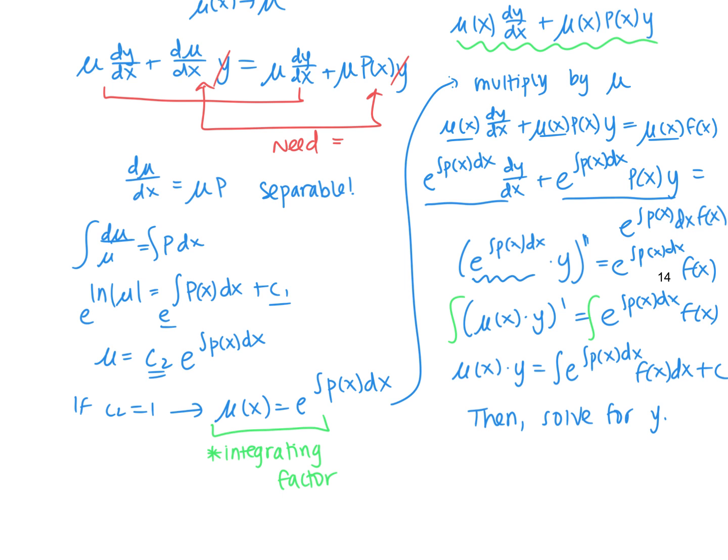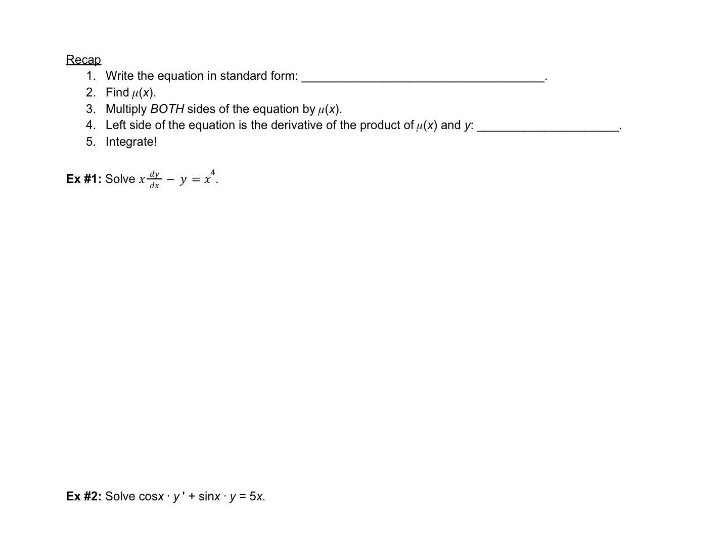Okay, next page. I know that was a lot. We're going to write down what we actually just did. So if you need a minute, pause the video and look back through the steps to make sure you understand how we got from one step to the next. Okay, so here's the recap of what we just did. The first thing you're going to do is write the equation in standard form. What that means is you have a lead coefficient of 1. That's it. That's what that means.